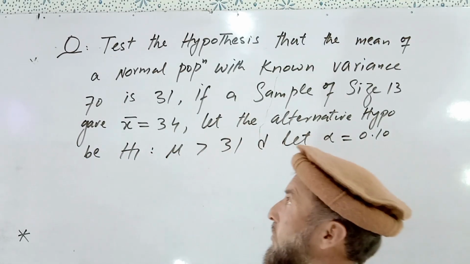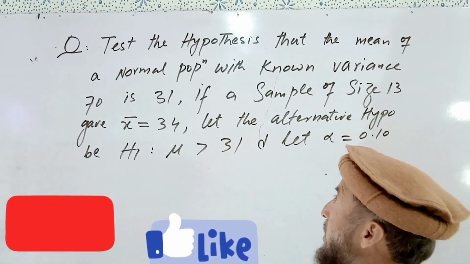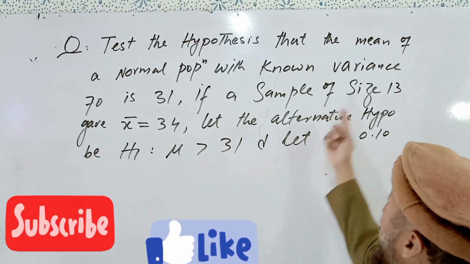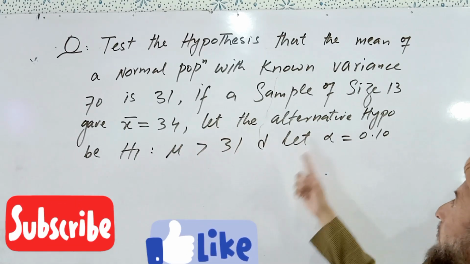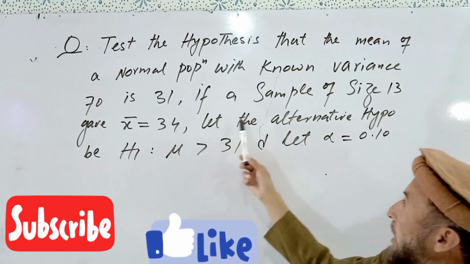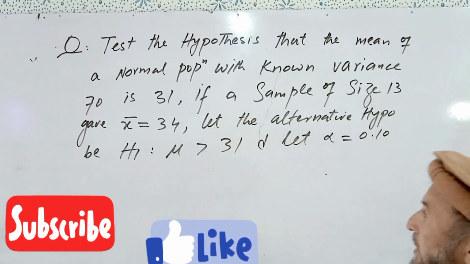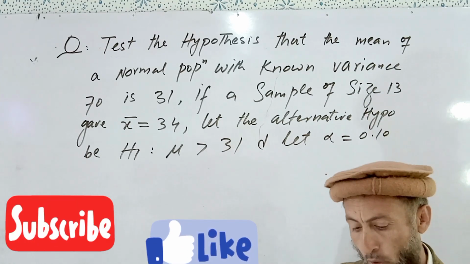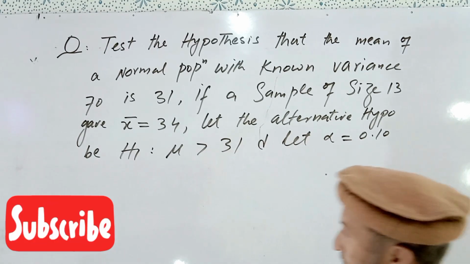Today we are discussing the next problem on hypothesis testing. Test the hypothesis that the mean of a normal population with known variance 70 is 31. If a sample of size 13 gave sample mean x bar of 34, let the alternative hypothesis be H1: mean is greater than 31, and let the level of significance alpha be 0.10. So first of all we make the hypothesis.